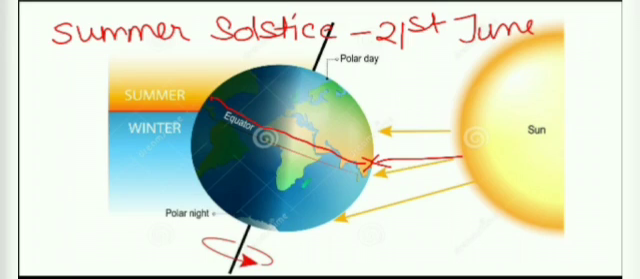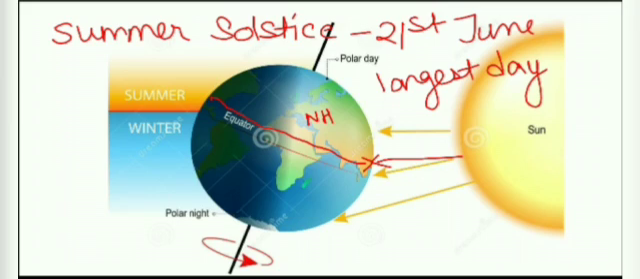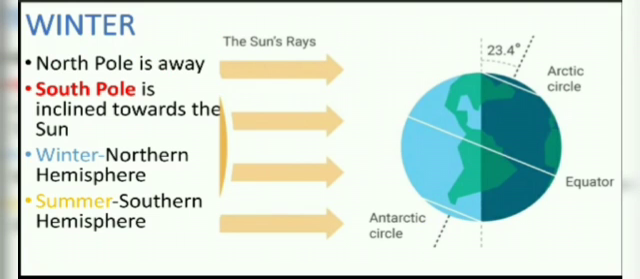And on this day, the northern hemisphere has the longest day and shortest night. The reverse is the case for the southern hemisphere. On this day, the southern hemisphere will have the shortest day and longest night. In this picture, we can see the North Pole is here. It is away from the sun, and the South Pole is now receiving the light.